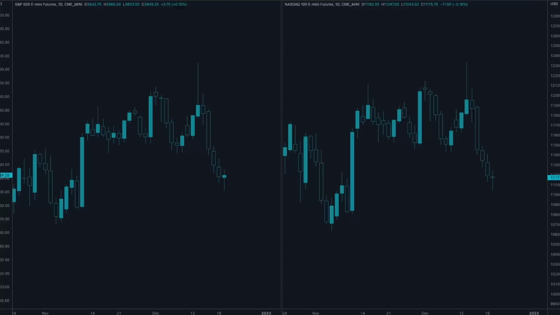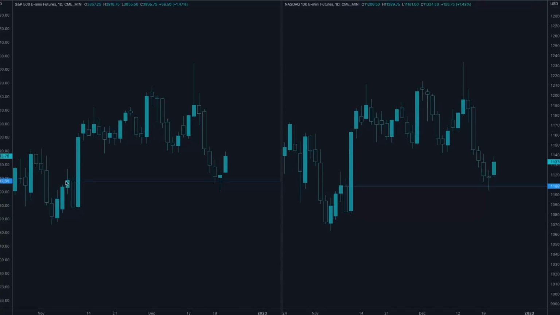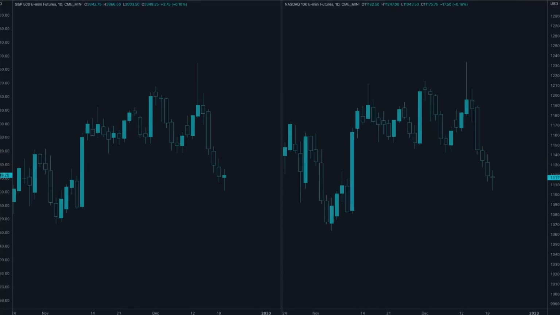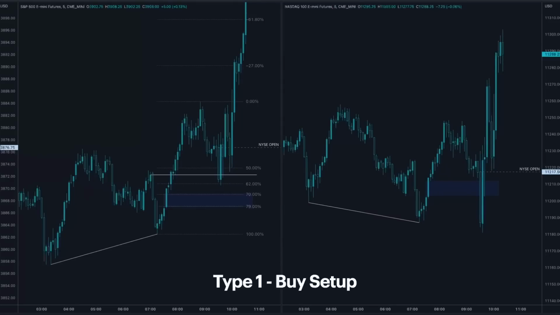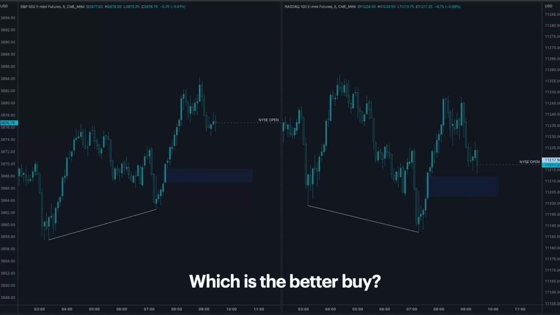Looking at the daily chart, could it have helped you decide which way you want to go? I think so. We have our daily order block level, and this was the day before that setup looked like this, and the day after it looked like this. You can see this was the expansion up that we saw this setup here. So that's that. And again, which is the better buy?